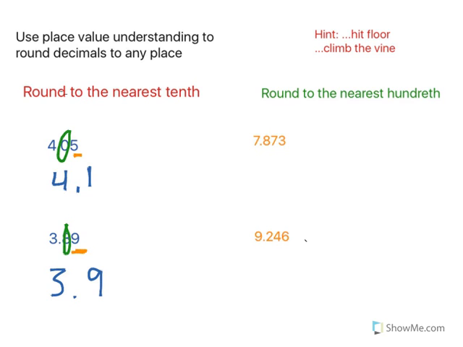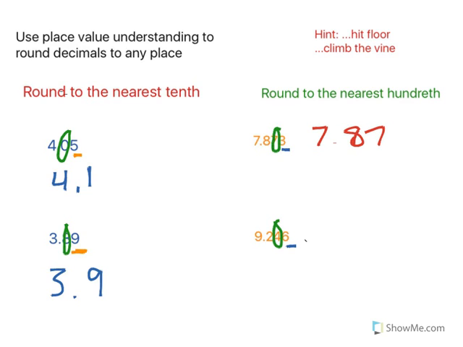Now we have our next examples on the right, round to the nearest hundredth. So we're dealing with a different place value. Our hundredths are right here, so the 7 and the 4. Underline the digit to the right. And so we look at our 3 and we say 0 to 4, hit the floor. 5 to 9, climb the vine. 3 is in the 0 to 4 range, so we're hitting the floor. So we're going to keep it all the same. So our answer is going to be 7.87.